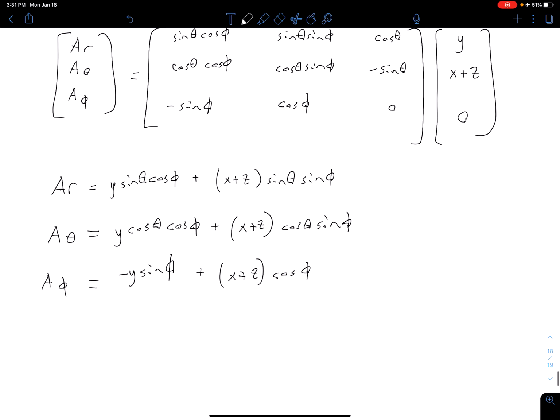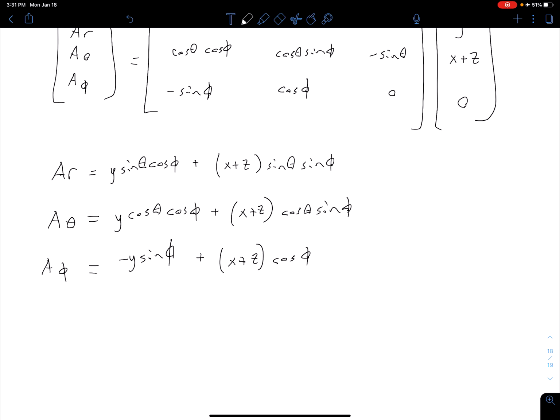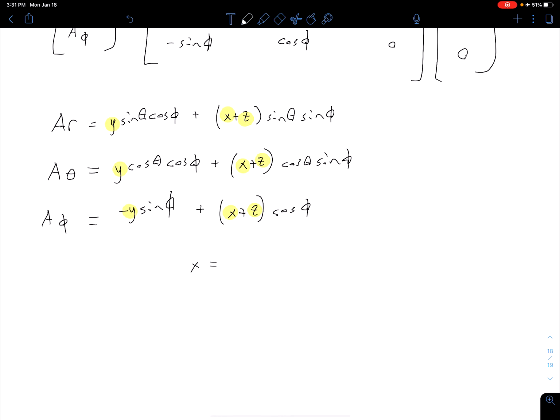Okay, so a little bit messier. Again, we run into the same issue where if we're talking about spherical coordinates, we'd like to not have this y, x, and z floating around. We'd like it to just be r, theta, and phi. So we want to get rid of all of these, and we can do that by substituting our expressions from a previous video. We know x is equal to r sine theta cosine phi, y is equal to r sine theta sine phi, and z is equal to r cosine theta.